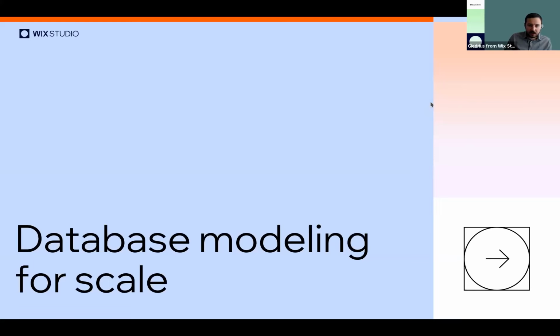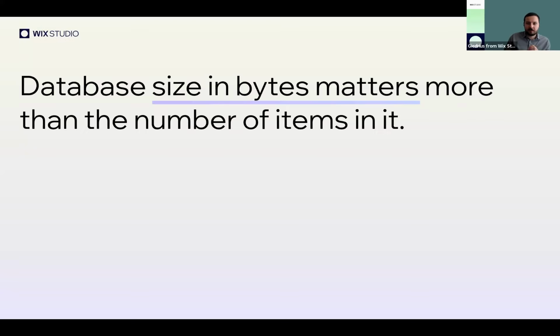When modeling for scale, the main thing to know is that what matters is the size of data, the size in bytes. It's not the number of items, it's not anything else. You want to minimize both the bytes read from the database and the bytes transferred over the network.